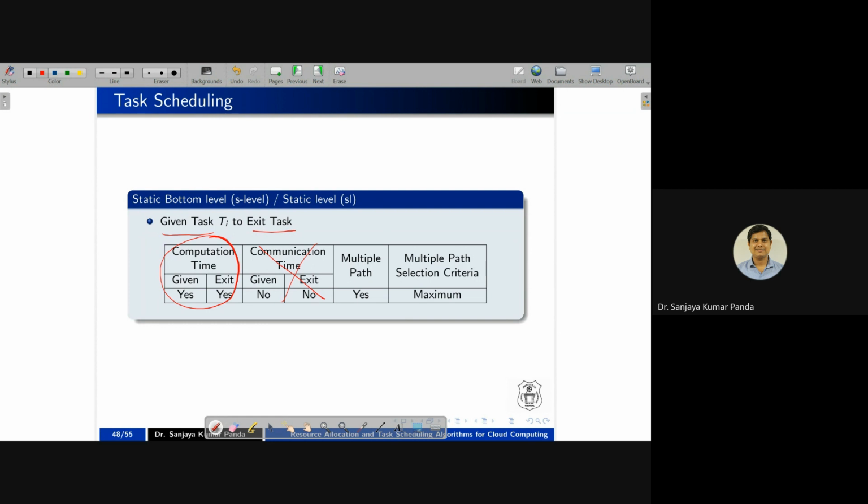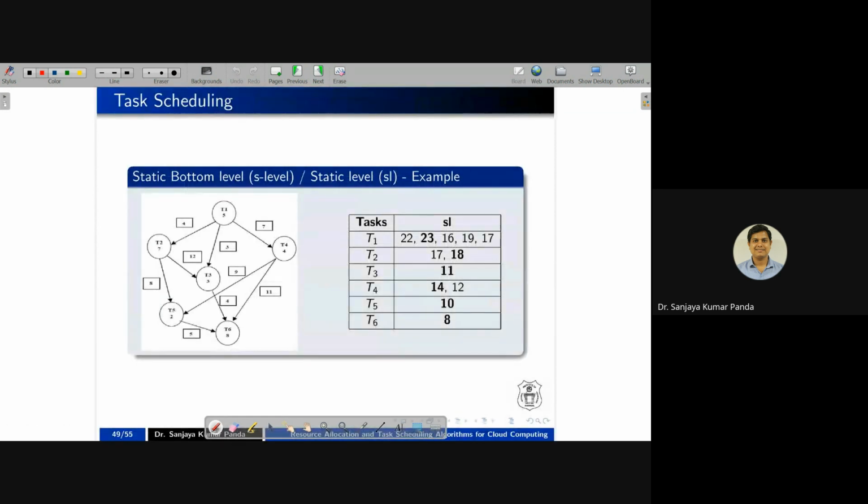For example, if I calculate for T5, T5 is the given task, T6 is my exit task, right? So I only calculate the computation time, 2 plus 8, that is 10. If you take T4, it can be connected like this, so it is 4 plus 8, so you will get 12. If you go through T5, it is 4 plus 2 plus 8, so you will get 14. And if multiple paths are there, you will choose the maximum one.